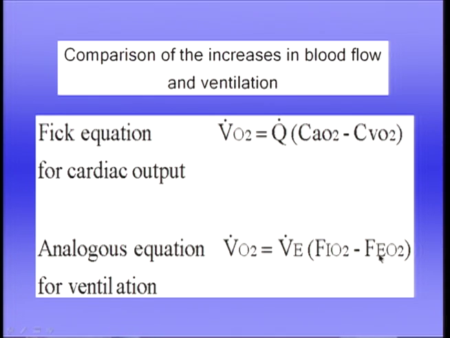The body will not accept a reduction in the expired oxygen fraction, which means that the alveolar PO2, and therefore the arterial PO2, is maintained during exercise. The body does not allow those to fall, and therefore the ventilation has to increase substantially more than oxygen consumption. Okay, so during exercise a number of other things change, and I'll just mention them briefly.